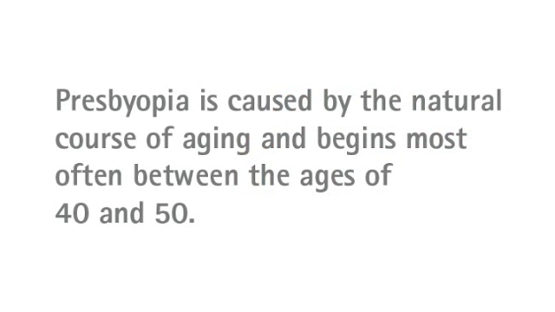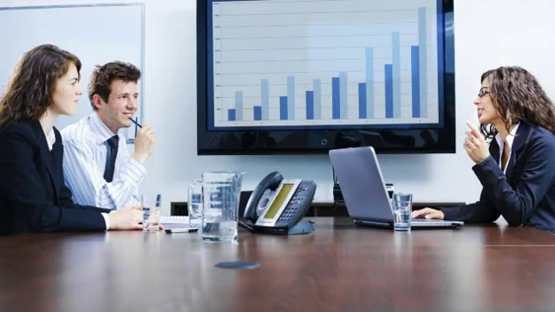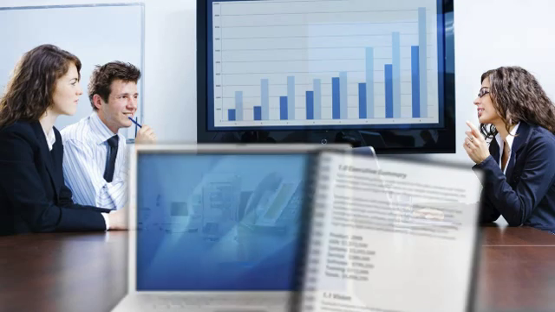Similar to gray hair and wrinkles, presbyopia is caused by the natural course of aging and begins most often between the ages of 40 and 50. People with presbyopia see distant objects clearly, but nearby objects appear blurred.